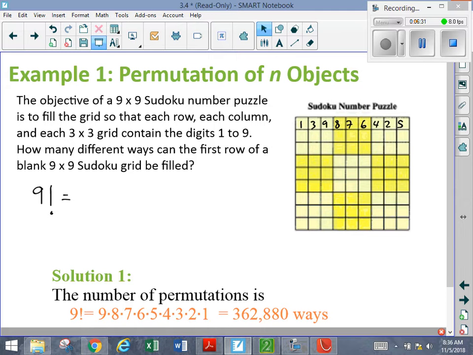I'm sorry. I said combinations. I don't know why I'm jumping ahead with my vocabulary. This is a permutation, right? Because order does matter. Not a combination, but a permutation, because order does matter.